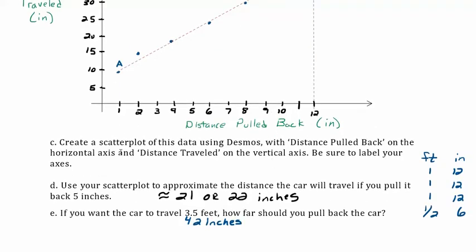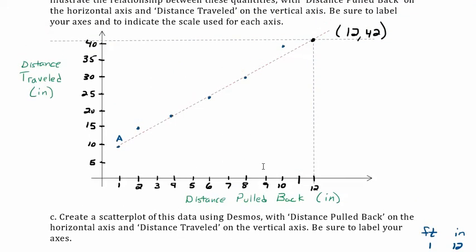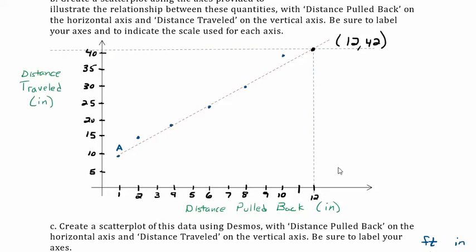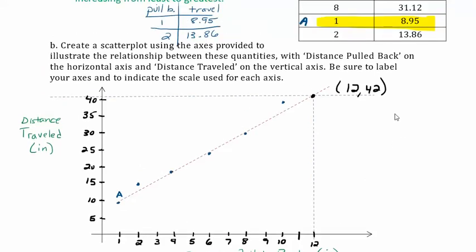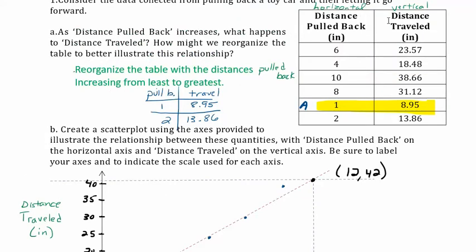Part C says to create this scatter plot using Desmos with the distance pulled back on the horizontal axis. So that's going to be like our input value, and the distance traveled on the vertical axis. All right, so let's go through Desmos. Make sure you have this table handy because you're going to need these points right here.